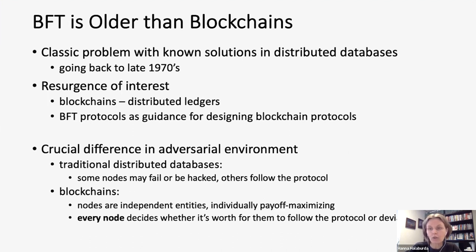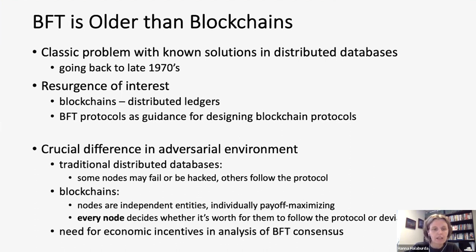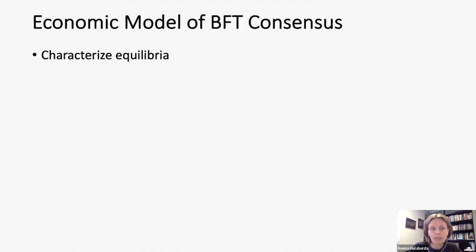So the protocol, in order to be really implemented, needs to be what we call incentive compatible, so that every node will find it optimal to follow the protocol. Okay? And that means that we need to use economic modeling and think about economic incentives in the analysis of blockchain consensus using Byzantine fault tolerant protocols. So this is what we are devising in this paper, such an economic model of Byzantine fault tolerant consensus.